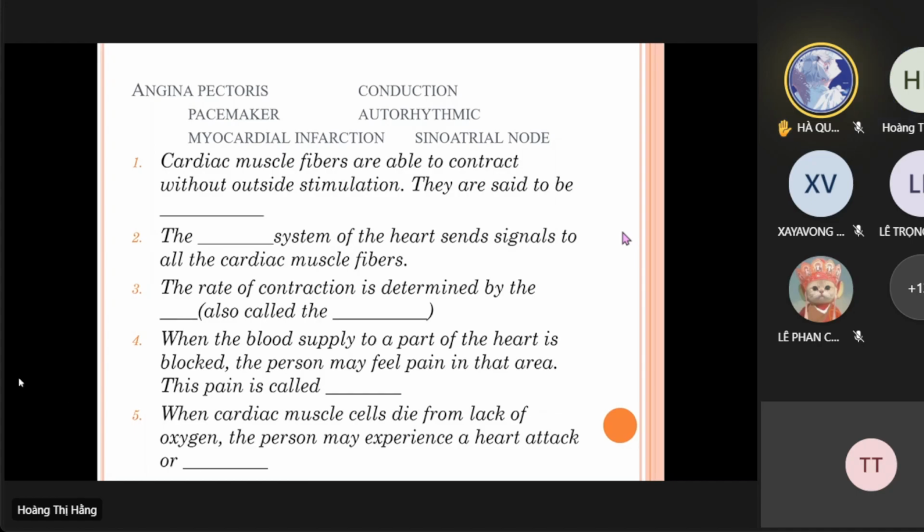Rồi. Any questions for this part? Các bạn có thắc mắc gì về phần này không? Có thắc mắc gì không nè? Cho 1 phút coi lại phần này. Rồi, cô đi tiếp.